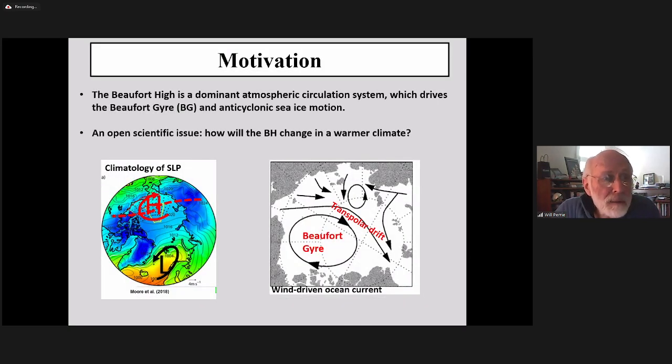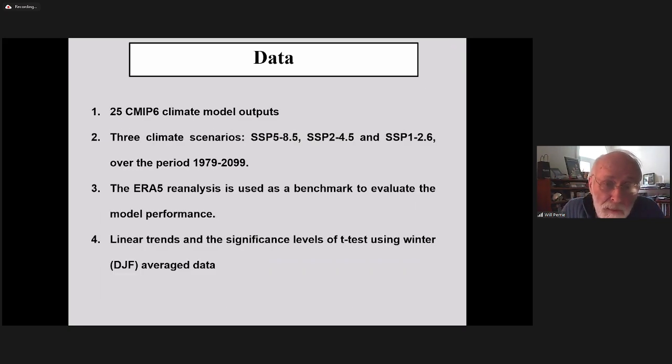Okay, so the previous talk was very motivational. We talked about the Beaufort Gyre. This is talking about the Beaufort High. Beaufort High is a dominant atmospheric circulation system, and it drives the Beaufort Gyre and anticyclonic sea ice motion. Variations in the Beaufort High can have a significant impact on the sea ice and the ocean circulation. So Beaufort High is important. It's still an open scientific question as to how the Beaufort High will change in a warming climate.